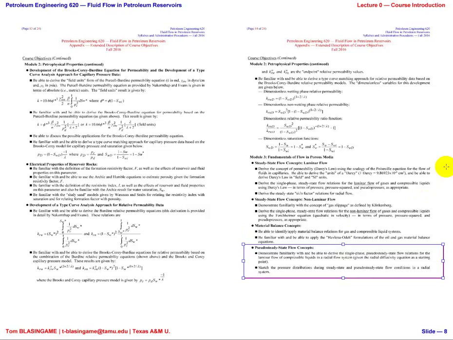Then pseudo-steady state, and we talked about steady state being a fixed pressure distribution. We didn't do that, but that's what it is. Well, pseudo-steady state is sort of a fixed pressure distribution that changes with time. So the pressure distributions are parallel as a function of time. And we'll talk about that later on.